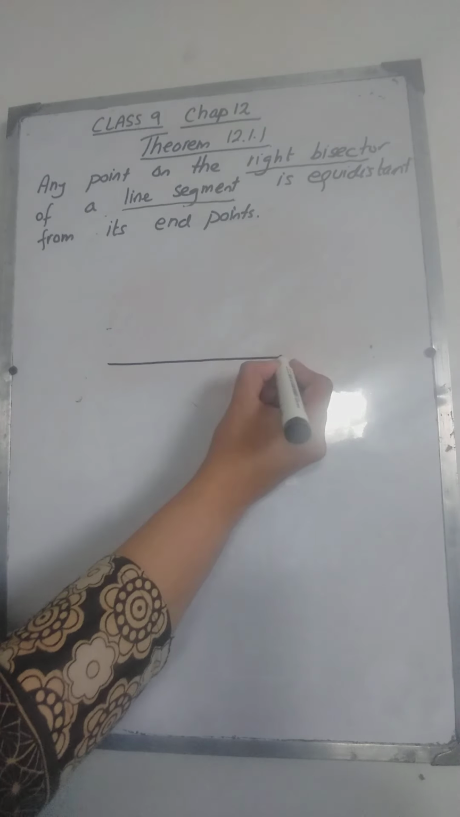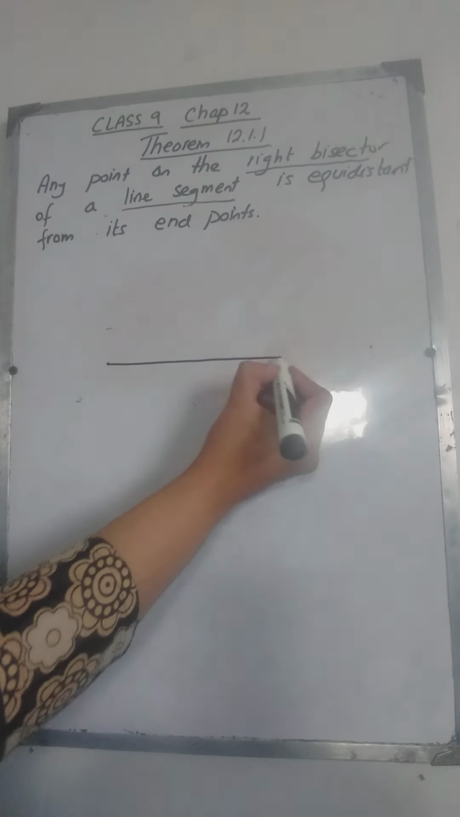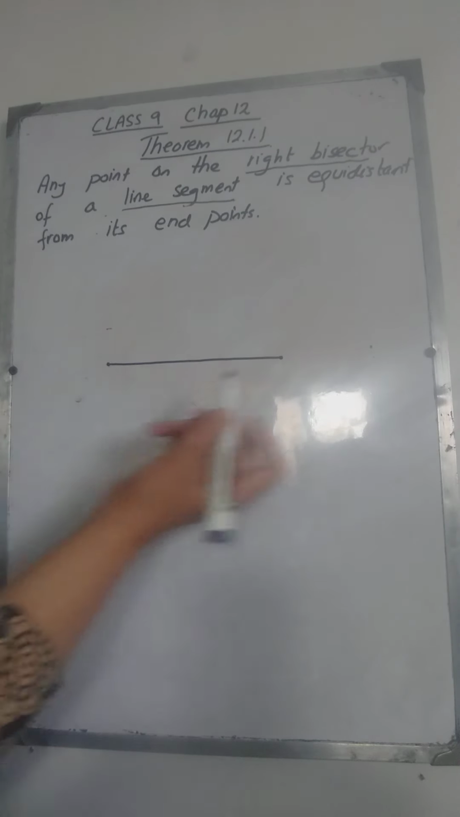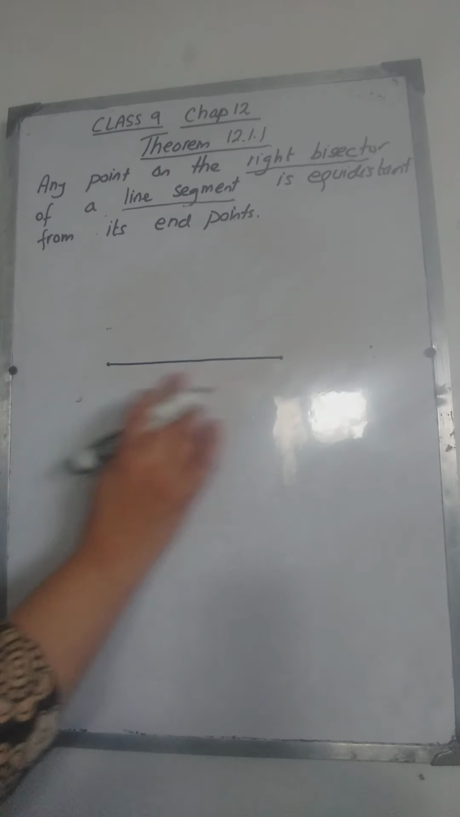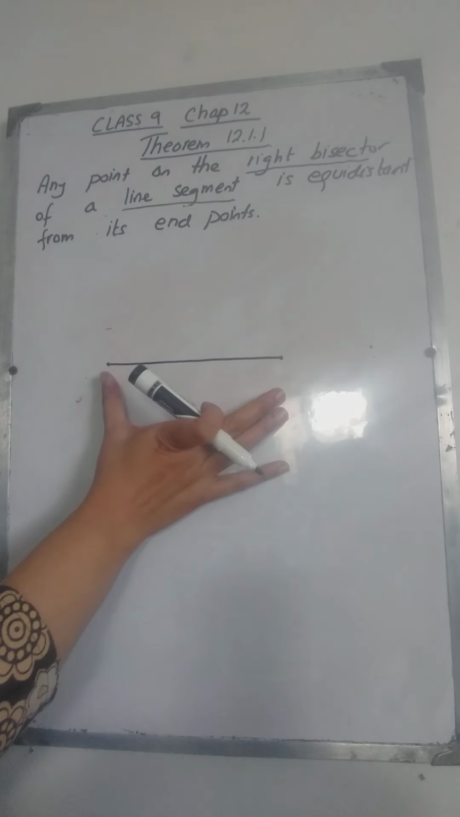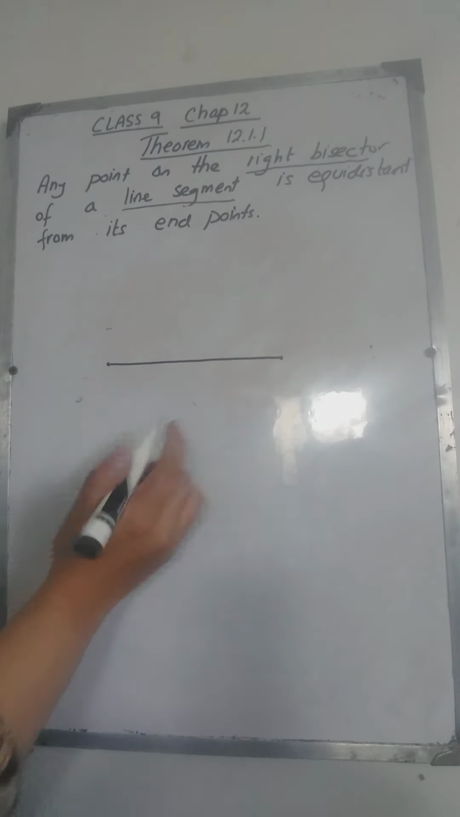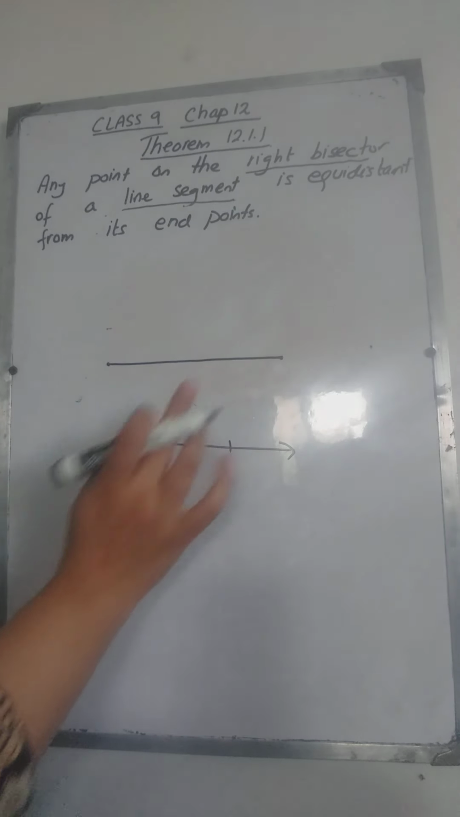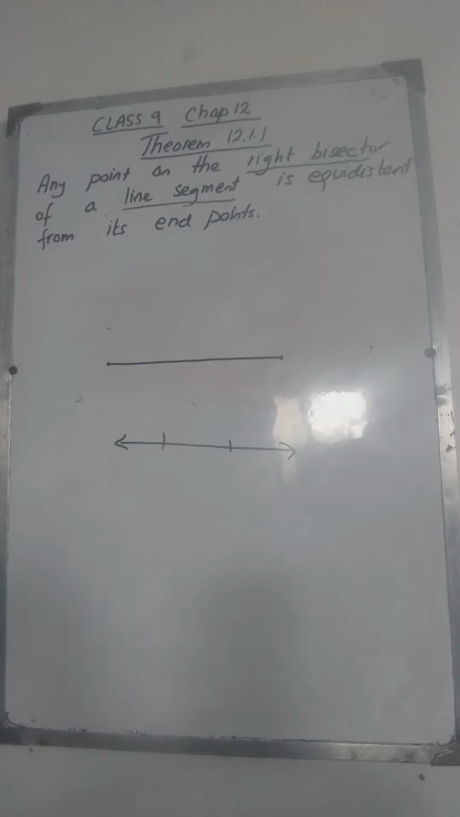A line segment is a line having two end points. These are the end points: this is the first end point, this is the second end point. So a line segment is any piece of a line. We know the line has two arrowheads, but any piece of this line will be called the line segment. So you have a line segment and you have a right bisector of it.